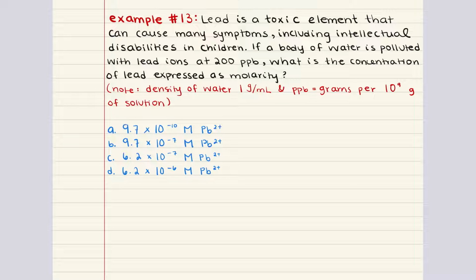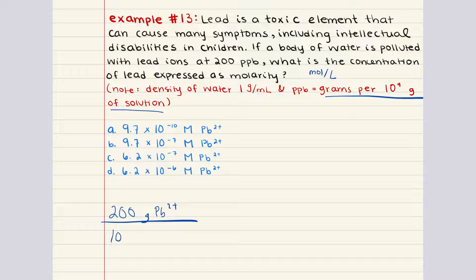Now, molarity is moles over liter. And parts per billion here, again, is grams per 10 to the 9 grams of solution. So when we're talking about the water being polluted with lead ions at 200 parts per billion, we're going to say that we have 200 grams of lead 2+ per 10 to the 9 grams of water. Now, our goal is to go from here into units of molarity, moles per liter. So we're going to have to apply some conversions here to get to there.